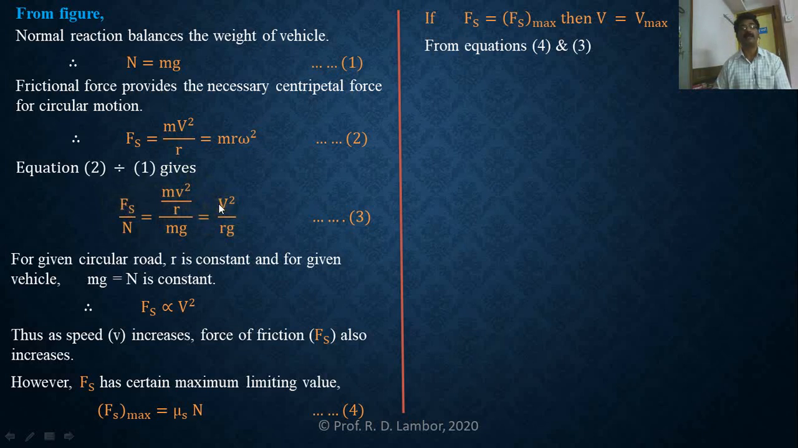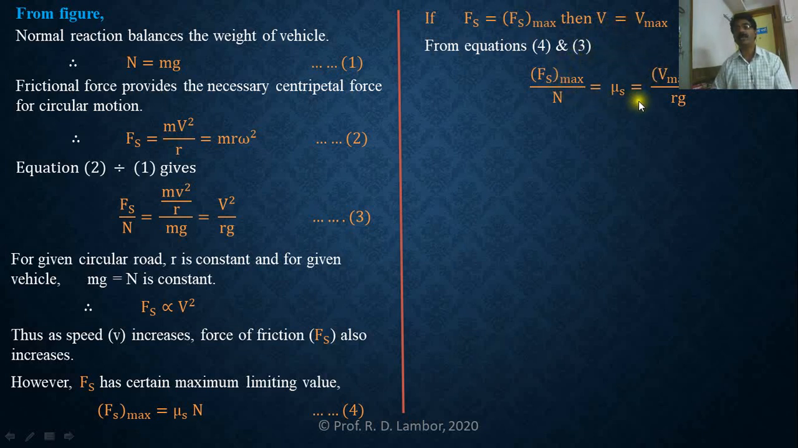At that time, V equals Vmax. So this equation changes like this. See this, equation 3 has taken this form. Under what condition? Under the condition that when the frictional force has its certain maximum limiting value Fs maximum, at that time the speed of the vehicle is also maximum.